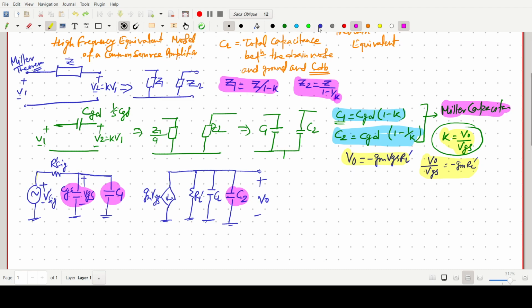So after that, what we have to do? These two capacitances are in parallel. Okay, these two capacitances are in parallel, so the equivalent capacitance can be written as Cin, which is basically C1 plus CGS, and here the two more capacitors are in parallel, so I am writing this one as CL dash, which is basically CL plus C2.